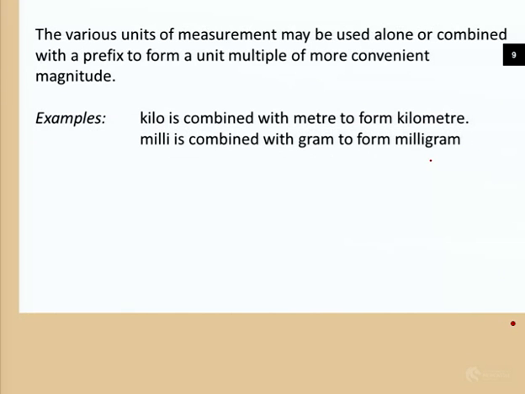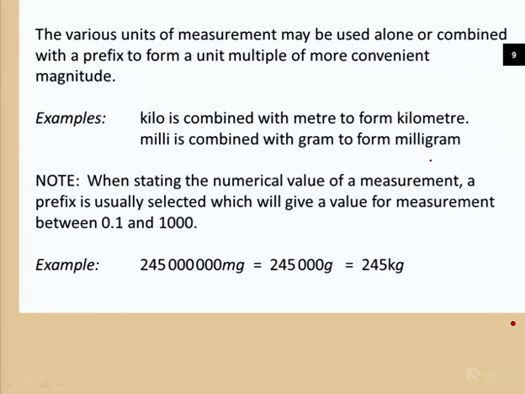So various units of measurement, as we said, we form stuff. Kilo is combined with metre to form kilometre. Milli is combined with gram to form milligram. Okay? Very common stuff. But we want to get into what kilo and milli represent. And note, this isn't some law that we're going to be testing on. This is just a bit of common sense.